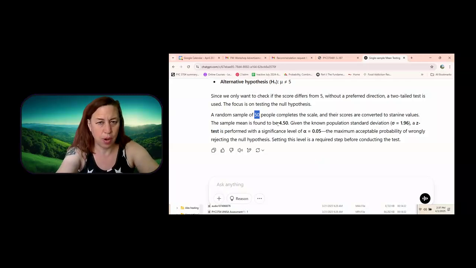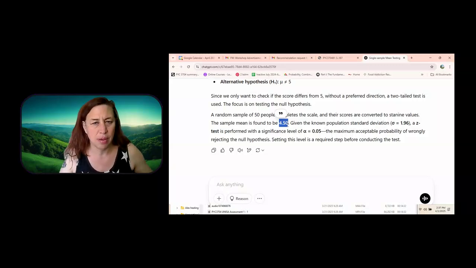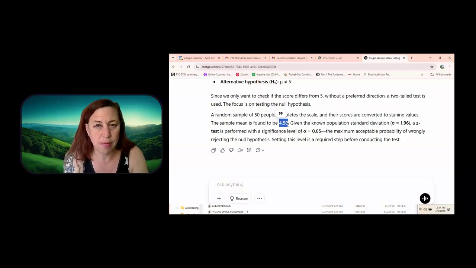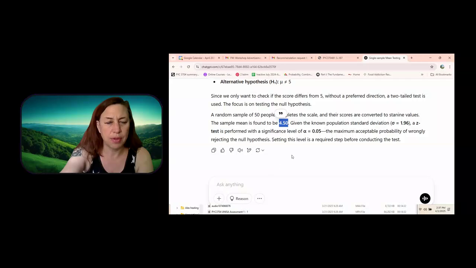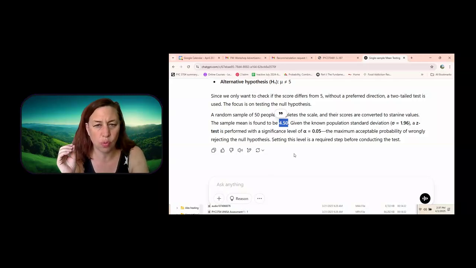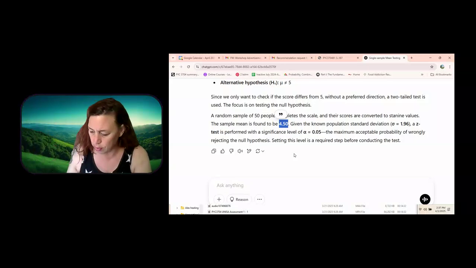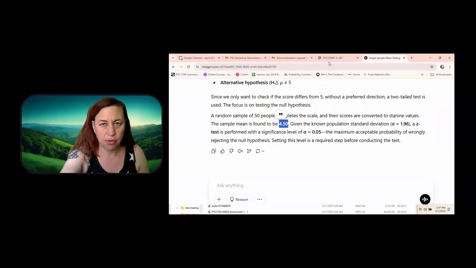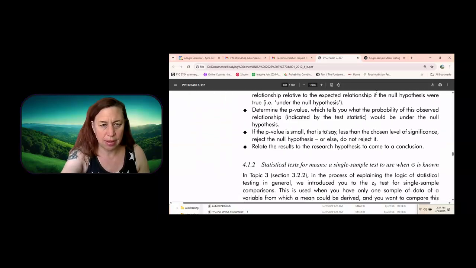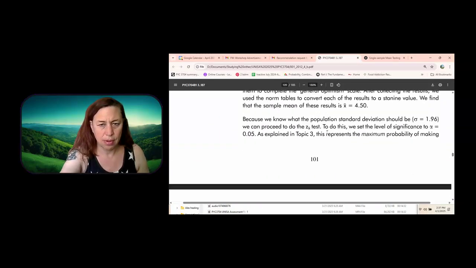Okay, so that's 0.1 points away from the scale, away from the exact mean. So is this within or without the p-value? Given the known population standard deviation, sigma is 1.96, a z-test is performed with a significance level of alpha 0.05. Okay, so we have to set this level before we conduct the test. Let's go back to our textbook, which has nicely summarized all of this for us.